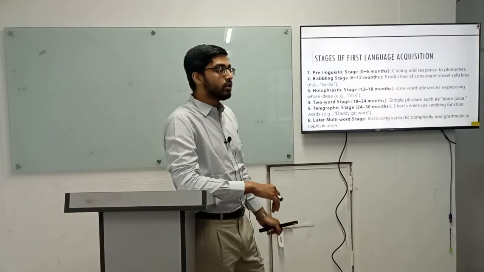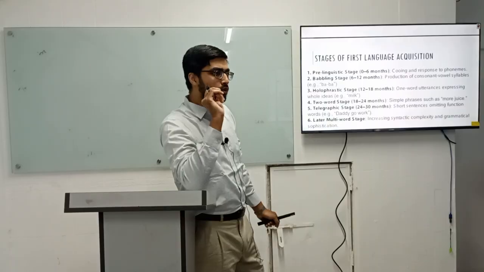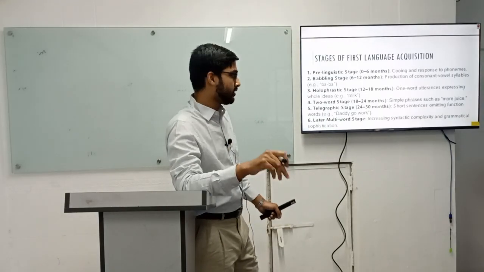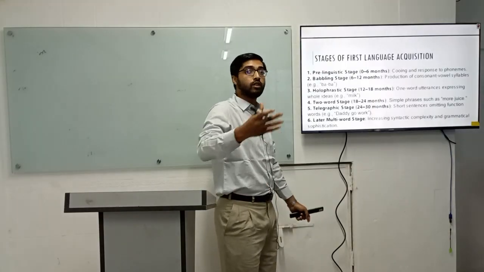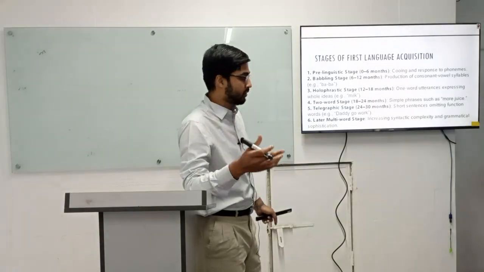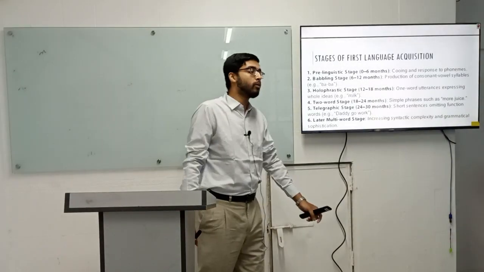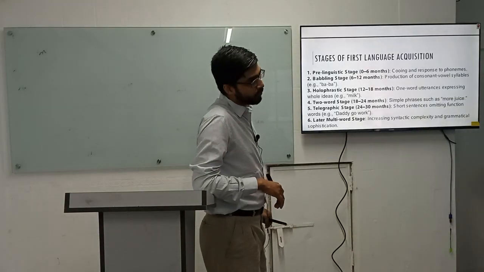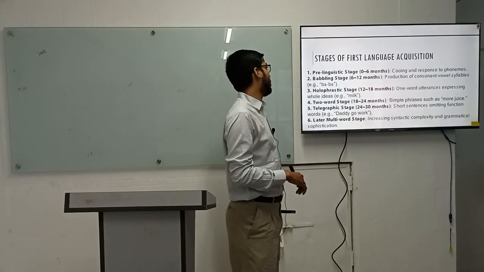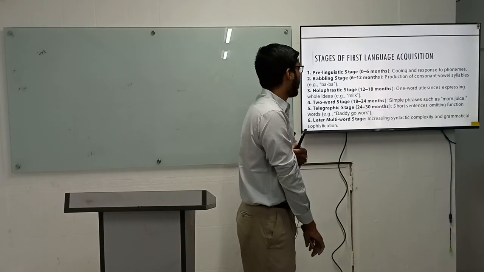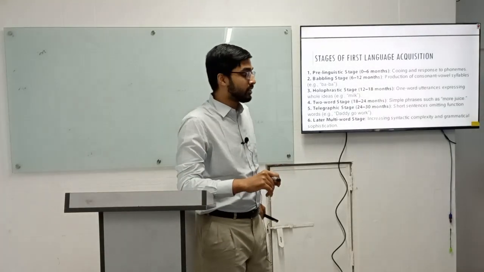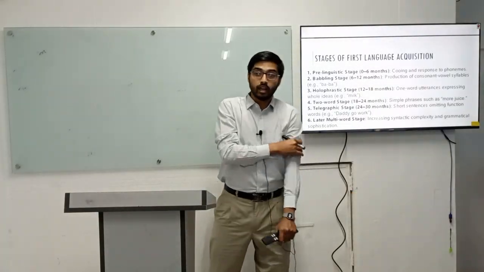So, cooing means making coo type of sound. Coo or ah, just like those sounds, and responses for those sounds. Okay? So 0 to 6 months for a newborn baby, and babbling stage from 6 months to 12 months, a babbling stage baby. Production of consonant vowel syllables. Consonant vowel syllables, that means baba, mama, dada.